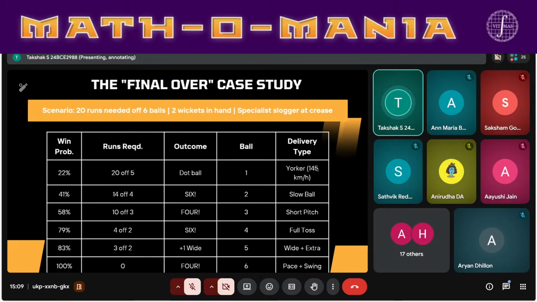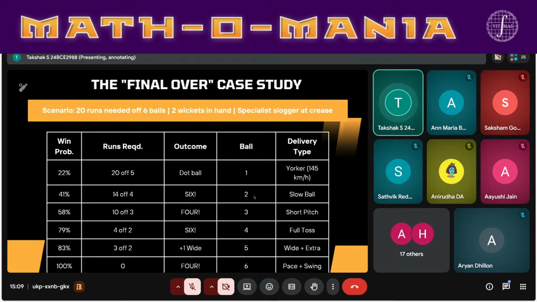Now we are going to bring together everything we have learned till now, like Bernoulli trials, win probability, delivery selection, and also run rate mathematics, into a single case study here, the final over case study. This is the most high pressure scenario in T20 cricket. Everything is distilled into 6 balls, like an over.